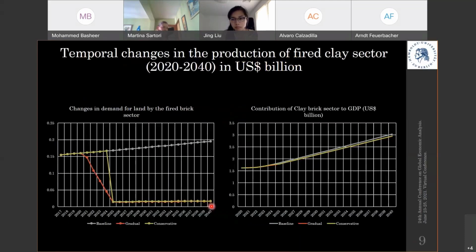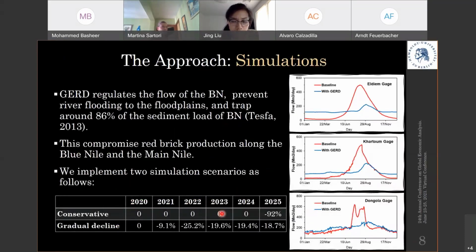Now, we implemented these shocks on the land demand of the red brick production sector, because once a certain proportion of this sector goes out of production, it doesn't use that land any longer for the production of fired red brick. So we applied the shock to the land demand of the brick sector. If there's a 92% decline in the production of that sector, we simply reduce land by the same proportion.